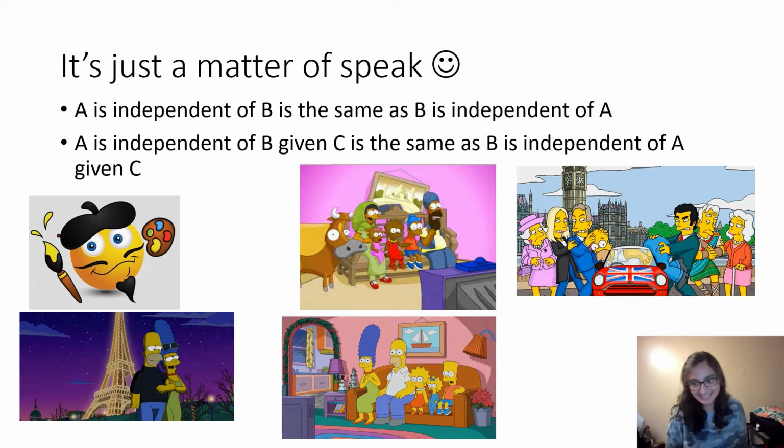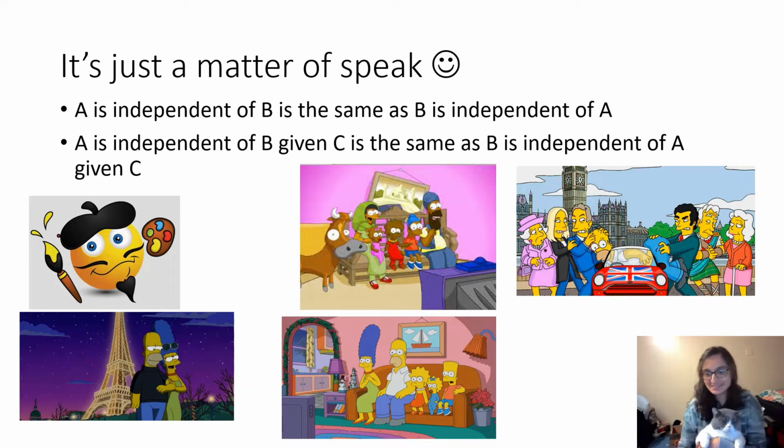It's all just a matter of speak. Or as cute little Yankee would say, it's all just a matter of meow. I don't know if they're the same or not, but it's just a matter of speak overall.